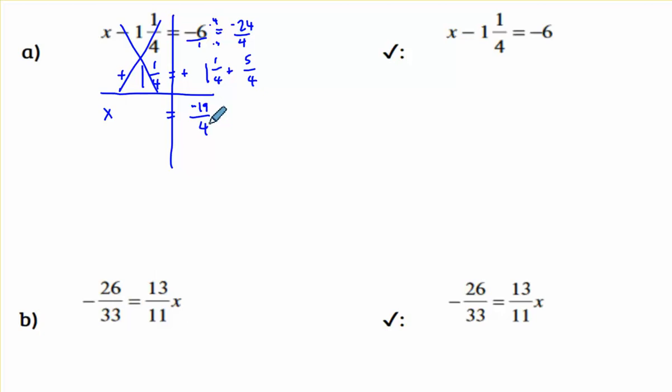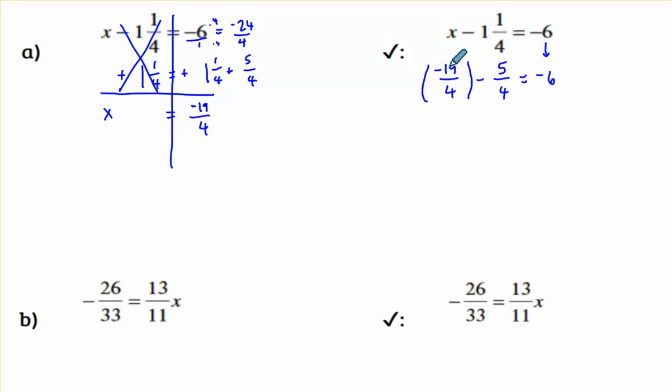We're not done yet. We have to prove it. So I wrote the equation for you over here. Parenthetical promise. Instead of x, we're going to write what we think it is, -19/4. When I come down here to do this, I might as well change this into an improper fraction. So that's -5/4. And then everything on this side just comes down. Okay? And now I actually do the work.